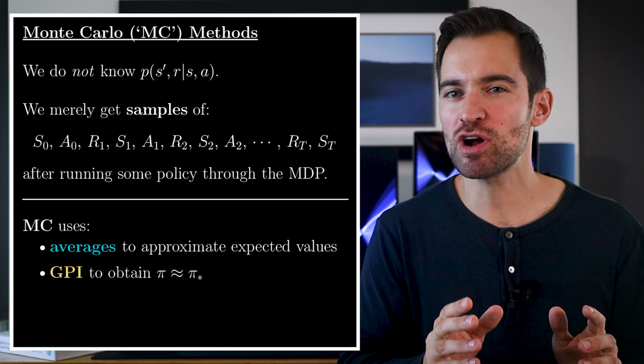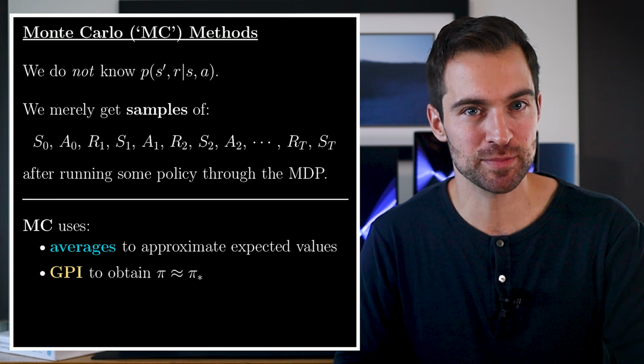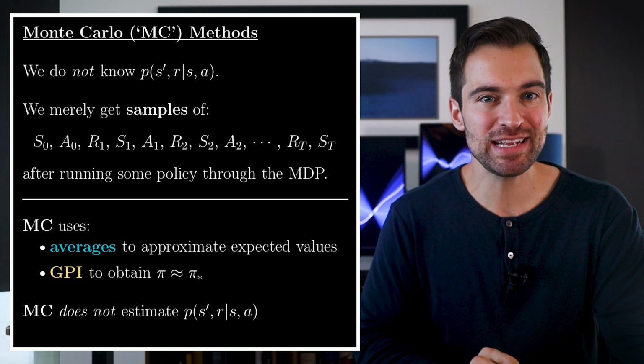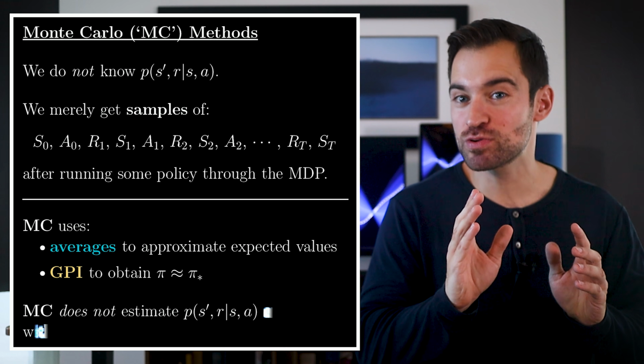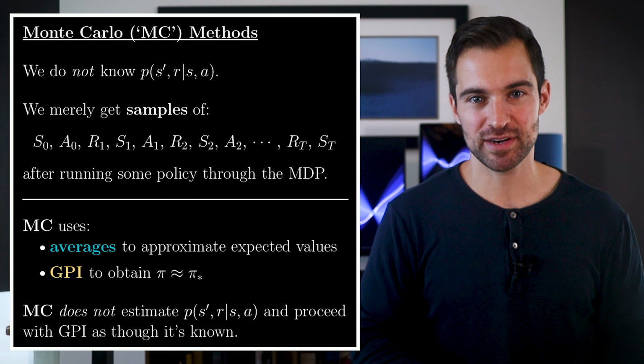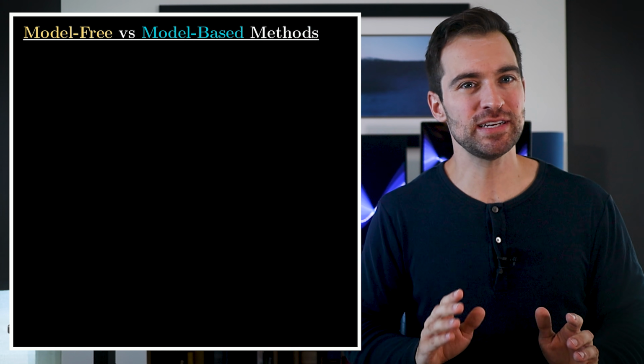As you'd expect, approximations are the best we can do with finite samples. But I should point out what it doesn't do. MC does not estimate the MDP distribution function and proceed with GPI as though it's known, which is a natural idea, but not what we're doing. In fact, this is good reason to discuss model-free versus model-based methods.